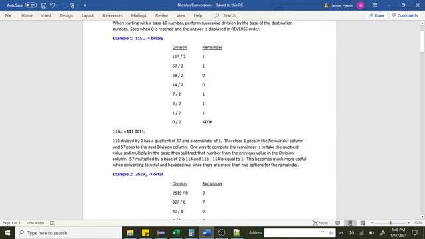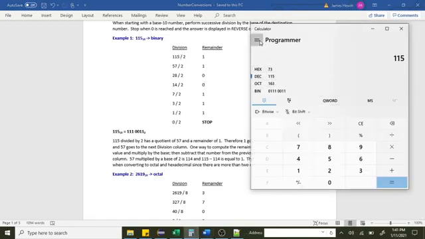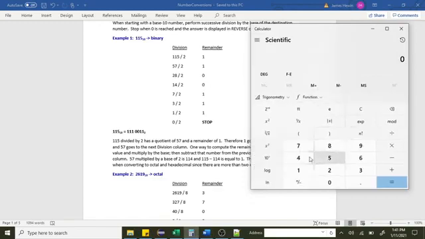But when we get into other bases, you can have remainders that are more than just those two options. So what I said here is, this becomes much more useful when converting to octal and hexadecimal, since there are more than 2 options for the remainder. So here's the way to think about it. If you have 115 divided by 2, that's 57 and a half, so that's going to be 57 remainder of 1.